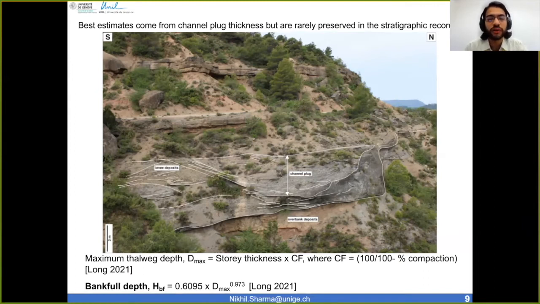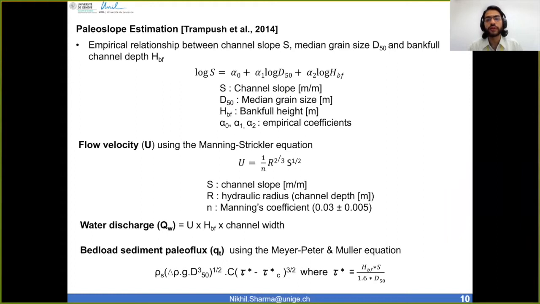The story thickness and the channel plug thickness are then corrected for compaction, and then we obtain the bankfull depth. The median grain size and the bankfull depth estimates are quite important because these are then used to estimate paleoslope. For paleoslope estimation, we use this empirical equation, which gives a relationship between the channel slope, median grain size, and bankfull height. And then we have 3 empirical coefficients. Using the bankfull depth, we can also calculate the flow velocity using Manning's equation. And this is then used to estimate water discharge. For the bedload sediment flux, we use the Meyer-Peter and Müller equation, which again uses the median grain size, bankfull depth, and the slope estimates.